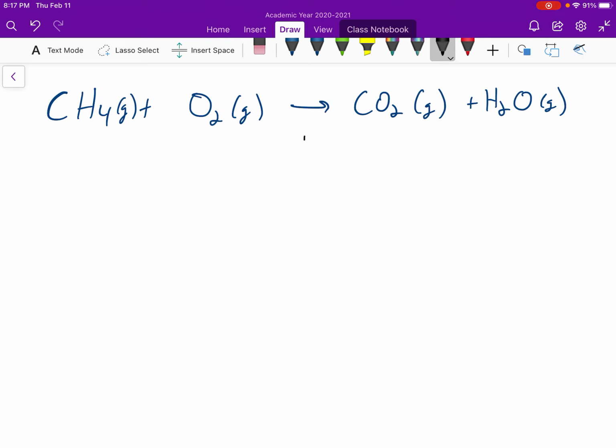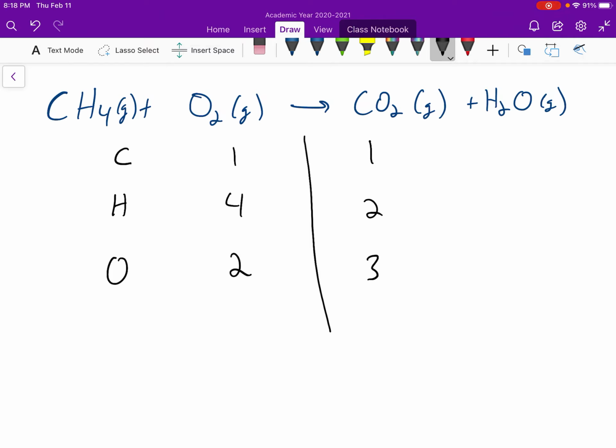Best thing we can do, draw a line. Identify the atoms present. Add them up. Carbons, hydrogens, oxygens. I have 1, 4, 2. 1, 2, 3, right? Add up both compounds. I have 2 here, 1 here. So we have multiple problems here.